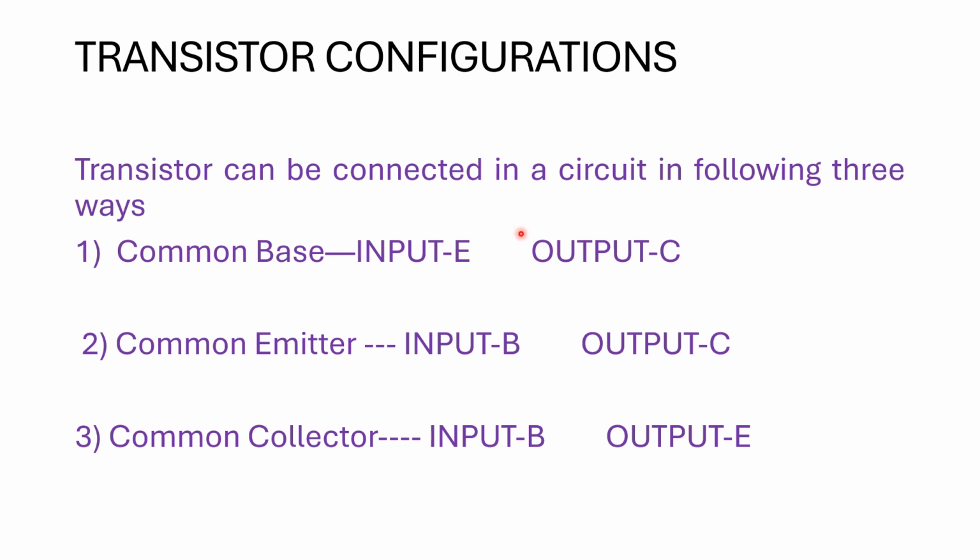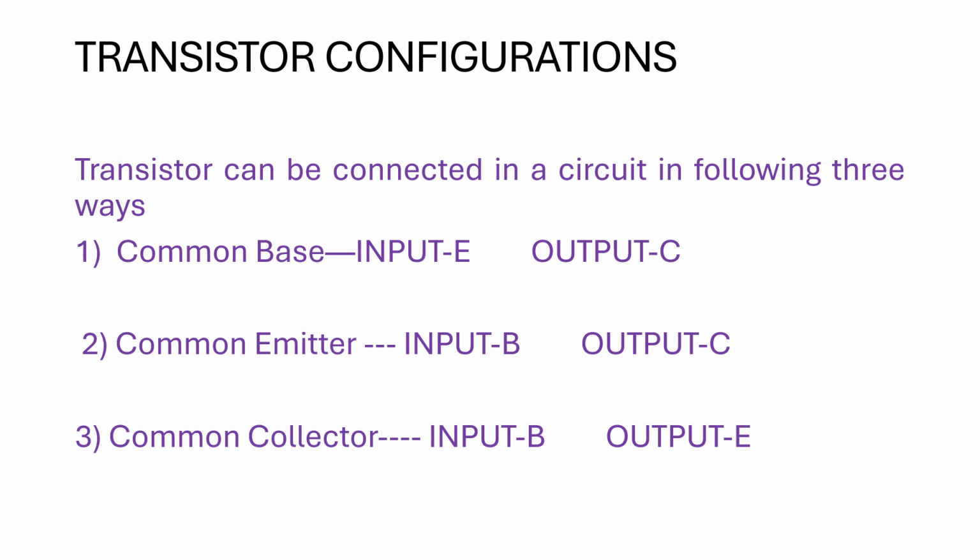Transistor configurations. What are the transistor configurations? A transistor has three terminals. In the circuit, one terminal is the input terminal and another is the output terminal. If you connect a transistor in a network, we need a pair of input terminals and a pair of output terminals, that is, four terminals. But a transistor has only three terminals. For that, we take one terminal as common to both the input and the output.